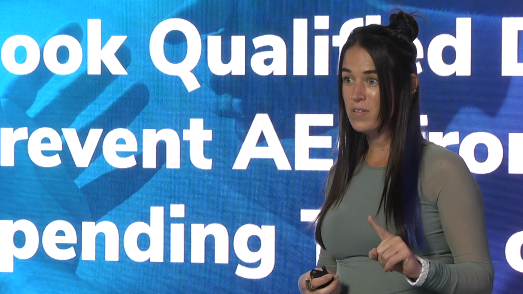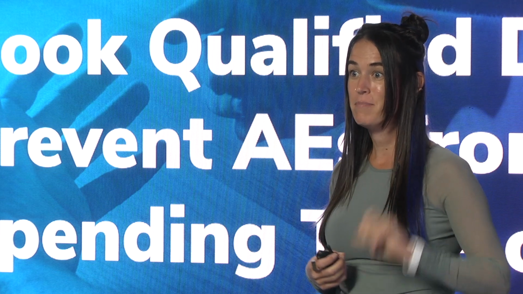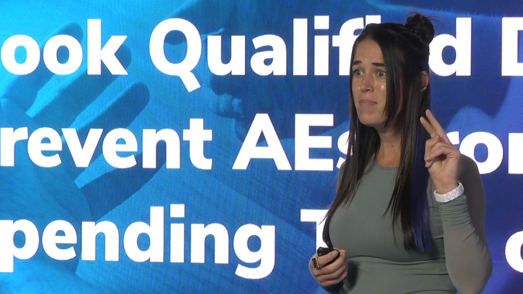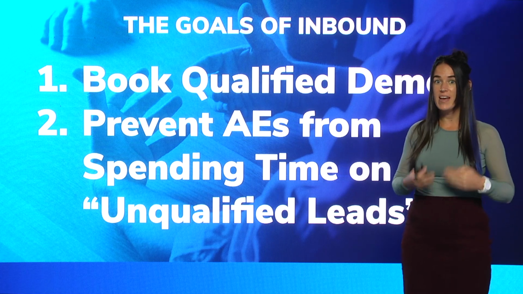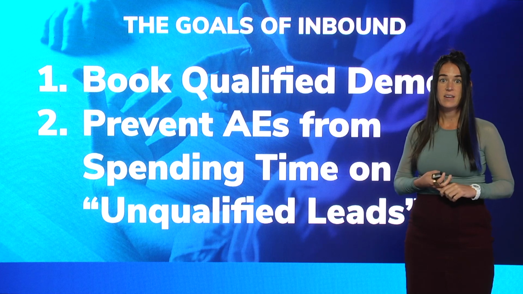So the first goal of the inbound line is to book those demos. Book demos with qualified buyers. But the second goal of the inbound line is that we want to make sure that we prevent AEs from spending a lot of time on people who are unqualified. So how do we do that?